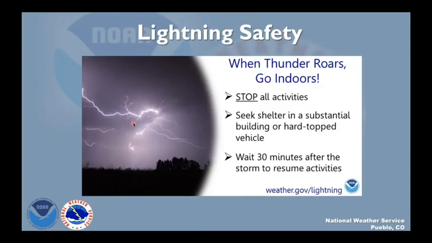So when thunder roars, go indoors. Stop all activity. Seek shelter in a substantial building or hard-topped vehicle, and then wait for 30 minutes after the storm ends to resume your activities. So yeah, if you're out and about, a car is a really good method of being safe in these lightning storms.